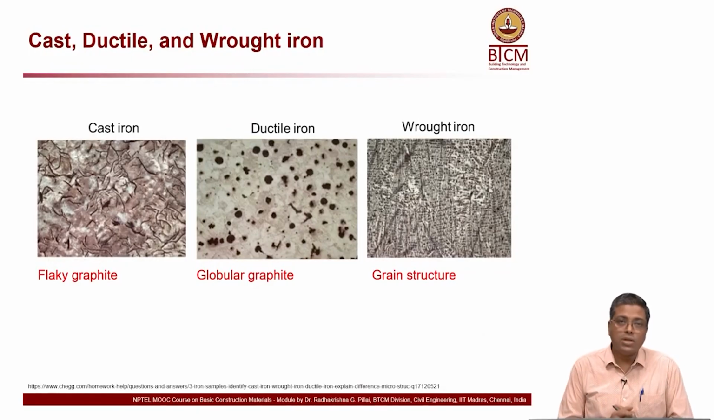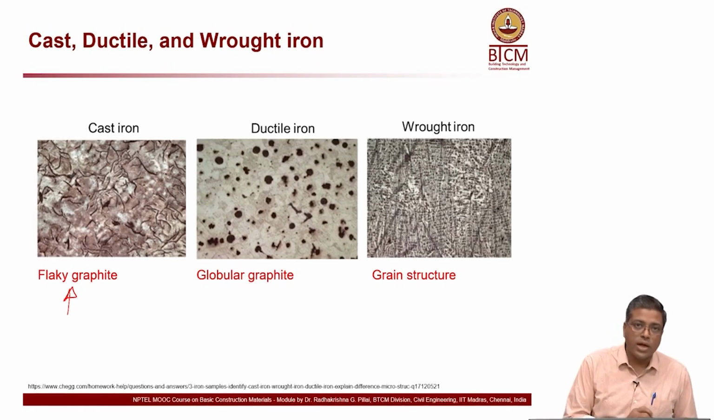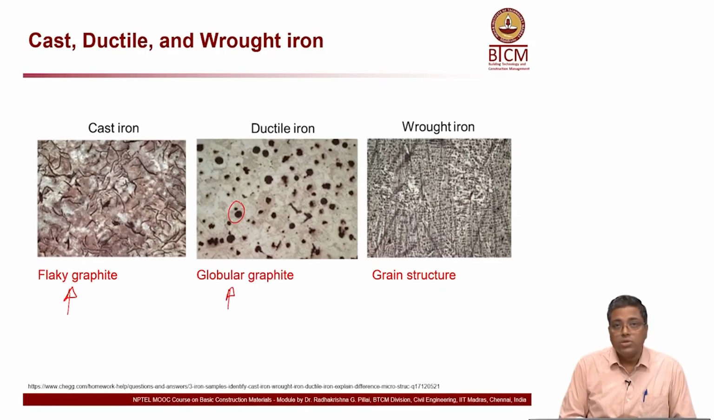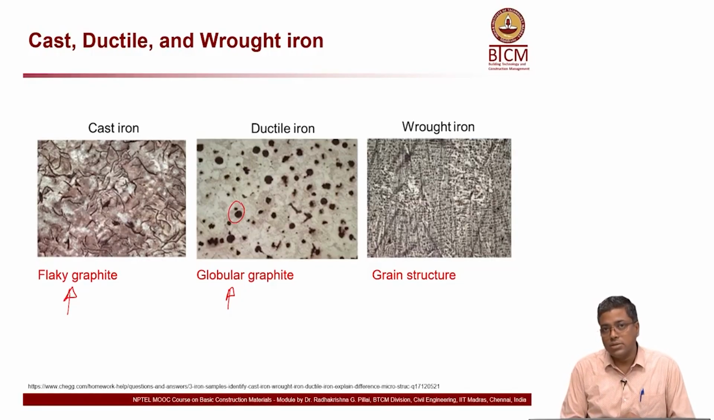Now, let us look at all these three materials at once just to summarize. So, you have cast iron on the left side, which mainly has flaky graphite. Because of that, the brittleness of cast iron is very high. Ductile iron, in the middle picture, has globular graphite. So, the brittleness decreases, ductility increases, and we call it ductile iron. And both cast iron and ductile iron have high hardness, high strength, corrosion resistance, etc.